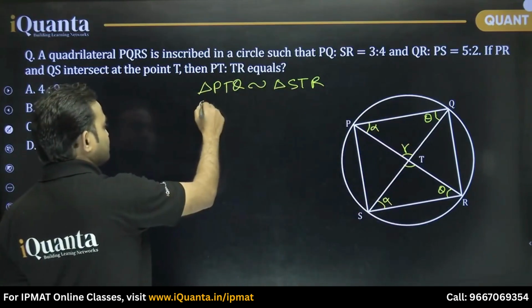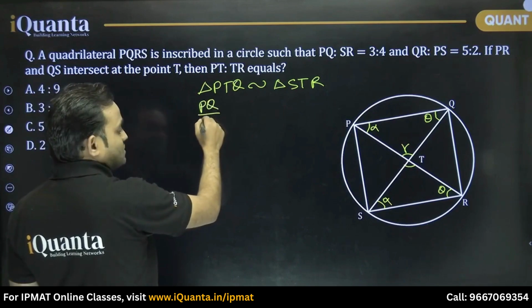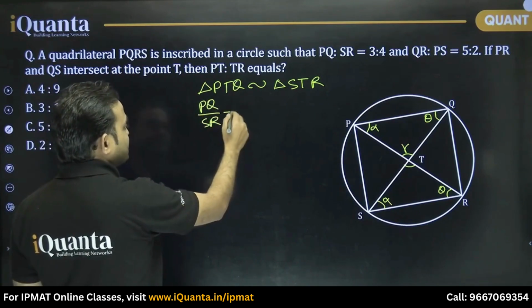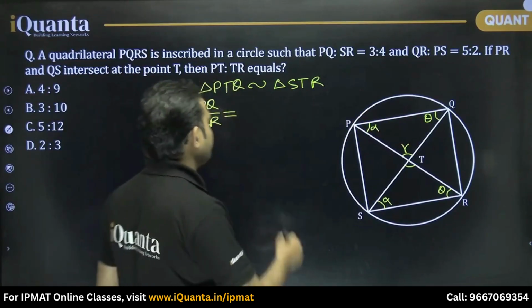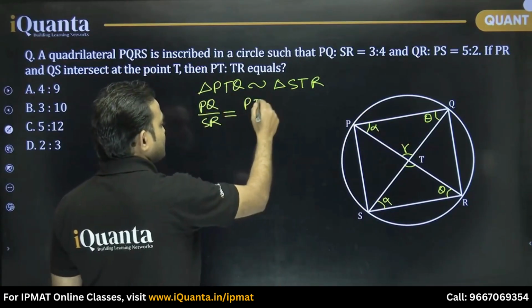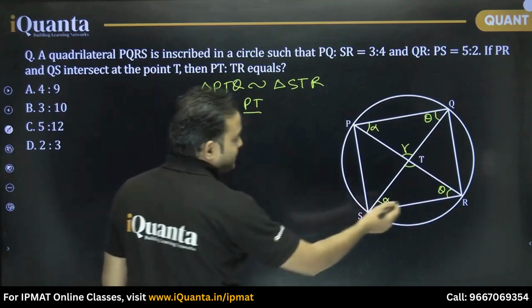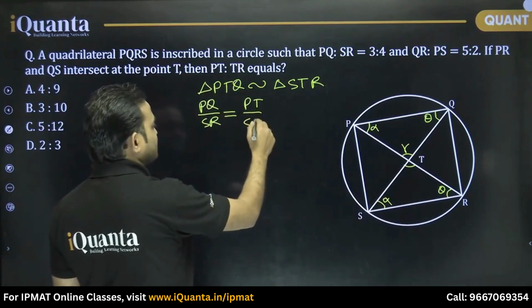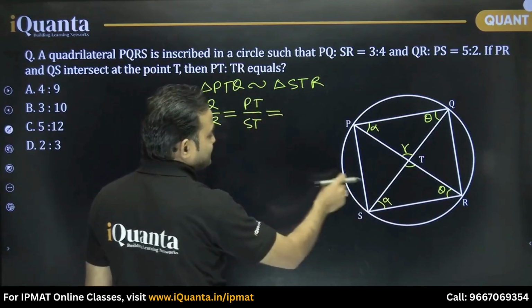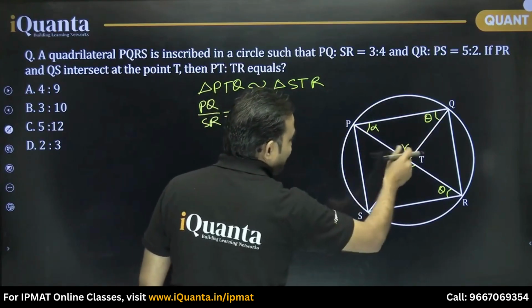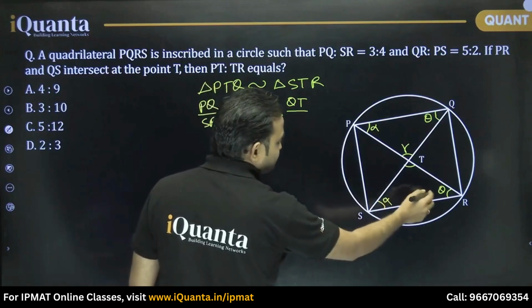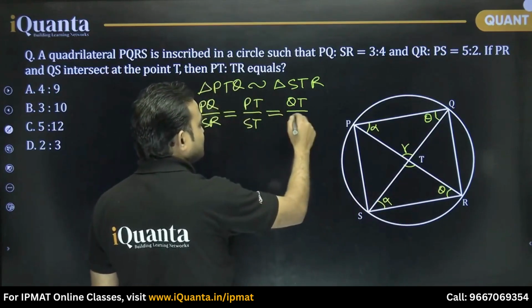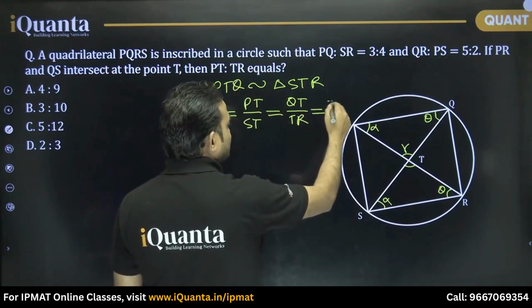PQ upon SR will be the same as the ratio of sides against angle theta, which is PT upon ST. This will be the same as the side lengths opposite angle alpha, which is QT, divided by, against alpha, it's TR, and all of this should be 3/4.